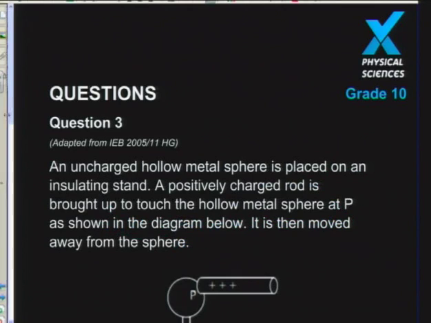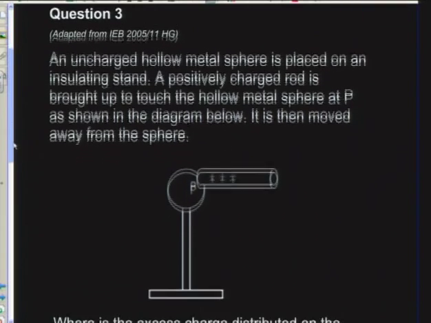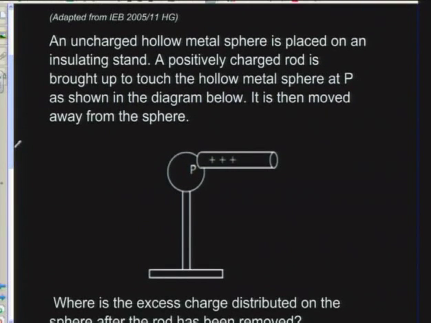The next question. An uncharged hollow metal sphere is placed on an insulating stand. So by metal, we know immediately that it is a conductor. It is placed on an insulating stand, so this does not allow charge to flow to the base. A positively charged rod is then brought up to it and touches the hollow metal sphere at P, as shown in the diagram below. So what's going to happen here?